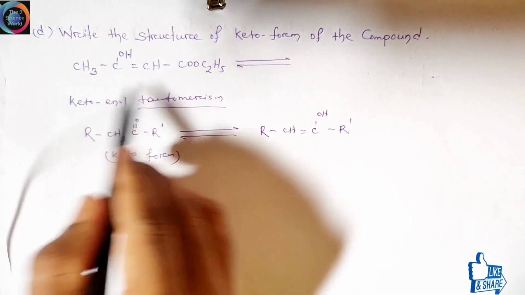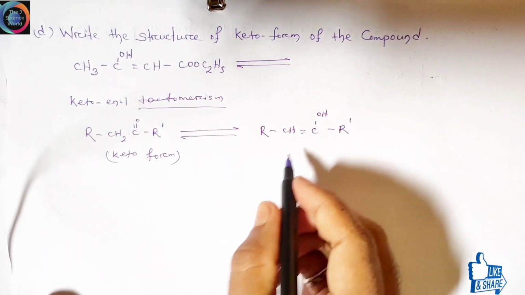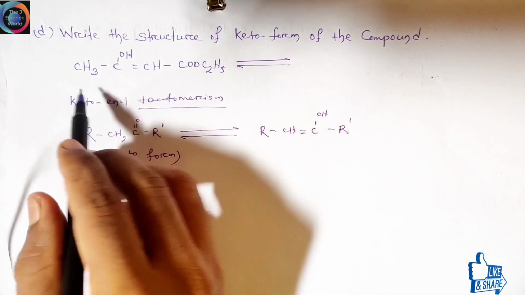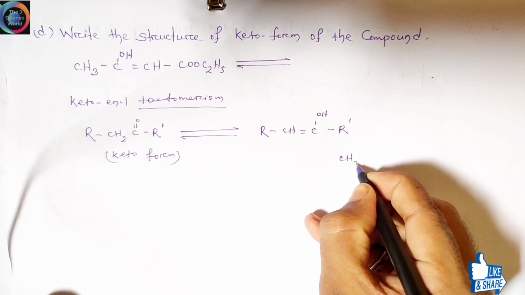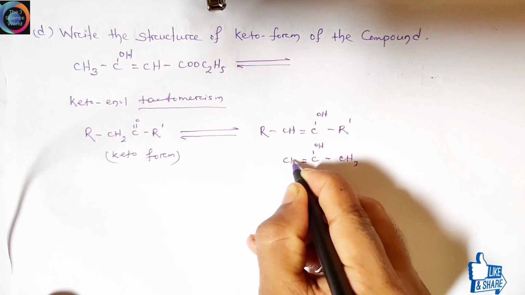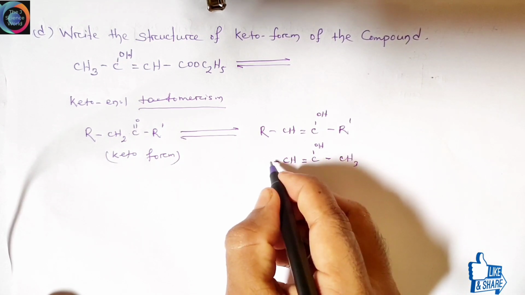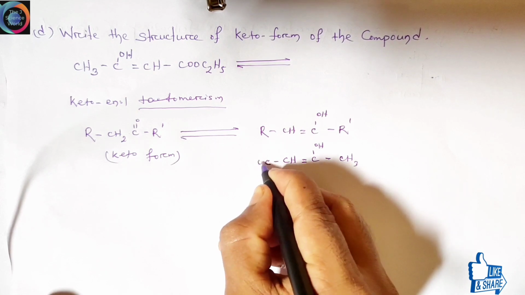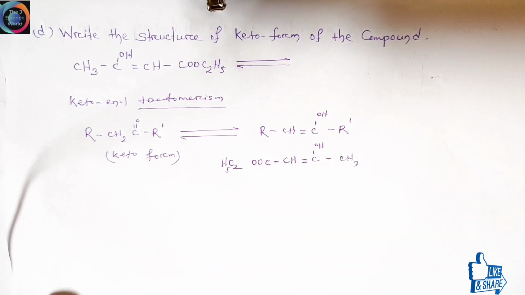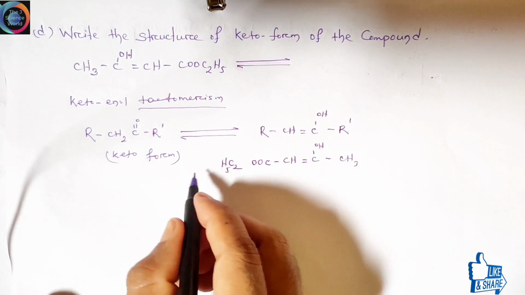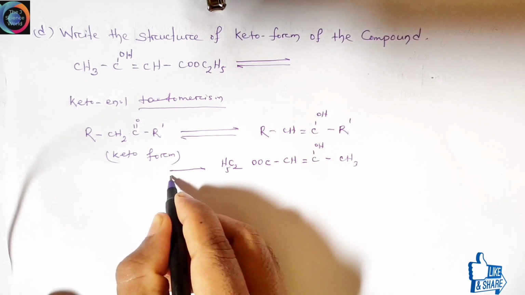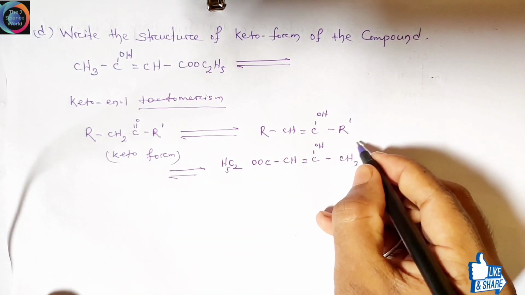But friends, we take these structures and put them into this formula. We find this is our OH group, this is CH3. We put CH3, C-OH, double bond CH, COO C2H5. Friends, we change this keto form into the enol form, this is our enol form.